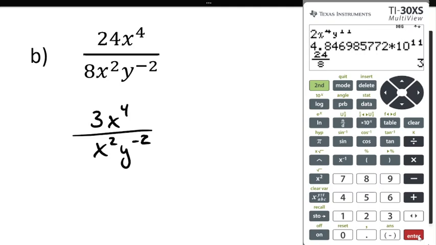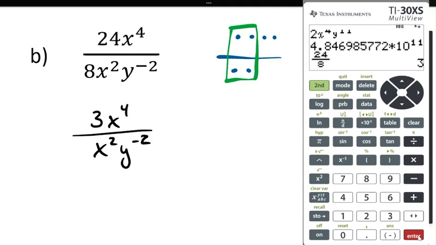Now, if I take a look at this, my numerator has 4 factors of x. So just visually, in terms of x, I've got 1, 2, 3, 4 factors of x, and my denominator has 2 factors of x. So I've got 4 factors of x over 2 factors of x. I can see that 2 of these will cancel out. These are gone, and what I'm left with is 2 factors of x up in the numerator.